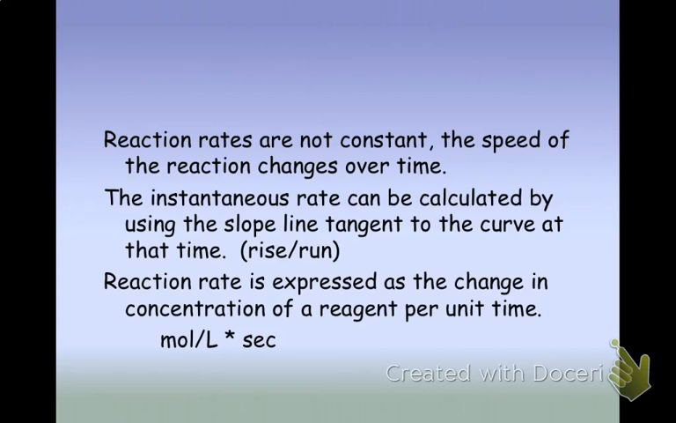What we're going to do is calculate the instantaneous rate, and that can be calculated by using the slope of the line tangent to the curve at a particular time. So that's going to be calculated as rise over run. The reaction rate expression in units would be moles per liter times second.